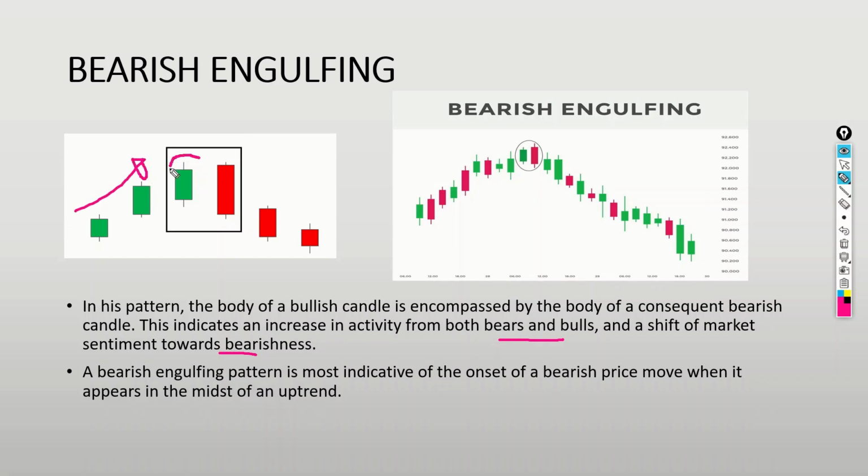Then the previous bullish candle is covered up fully by a candle. For example, look here, price was moving nicely up. Then this subsequent candle was covered by the coming candle, its body was totally covered up by this candle. And then we got a downtrend. So a bearish engulfing pattern is most indicative of the onset of a bearish price move when it appears in the midst of an uptrend. Okay.